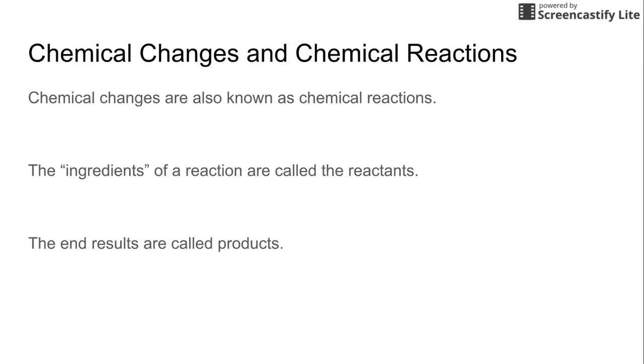So chemical changes and chemical reactions go hand in hand. And chemical changes are actually also known as chemical reactions. And the ingredients of a reaction are called the reactants. This is what goes into a reaction. And the end results we usually call the products. So the inputs are the reactants, the outputs are the products.